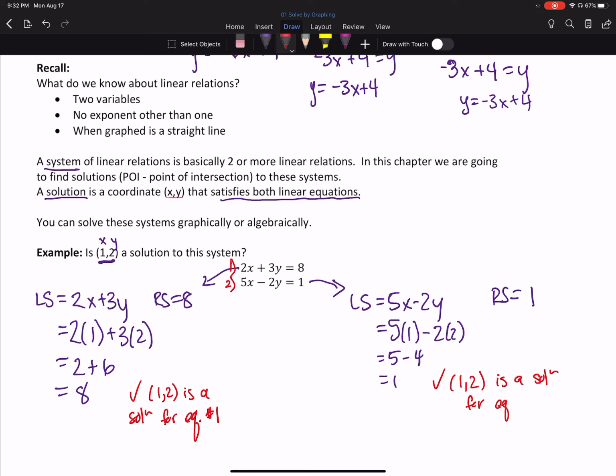Now, the ink in red you do not have to include. You can just say, yes, it satisfies this one, yes, it satisfies that one. So you've checked algebraically that it is a solution.